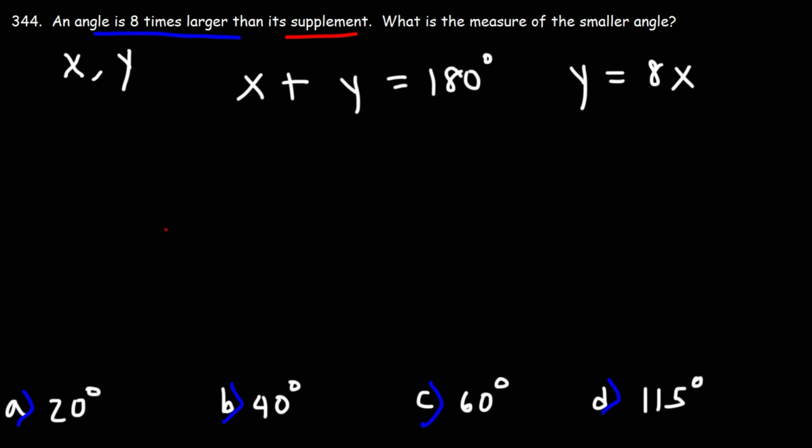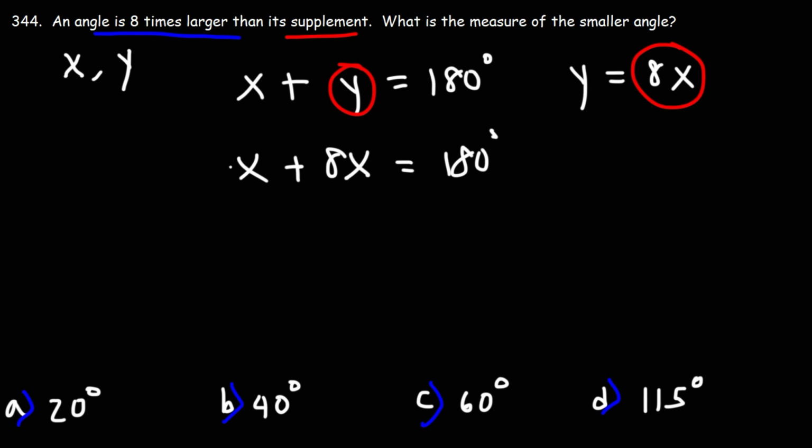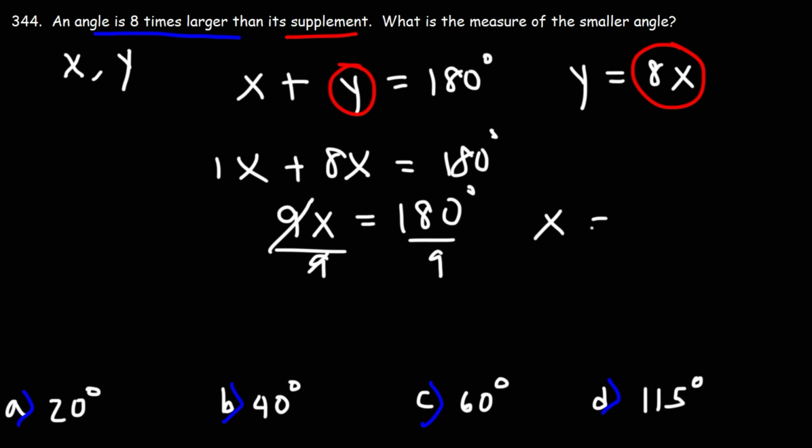So we could solve by substitution. Let's replace y with 8x. So we have x plus 8x is equal to 180. This is 1x. 1x plus 8x is 9x. And then we could divide by 9. 180 divided by 9. 18 divided by 9 is 2. Add the 0, you get 20. So that's the value of x.